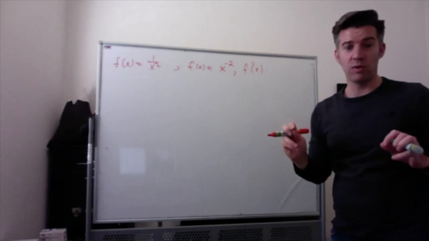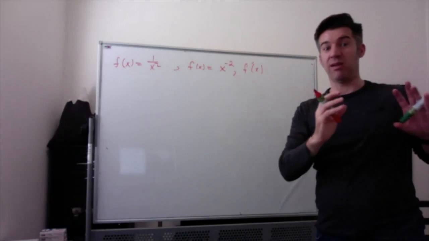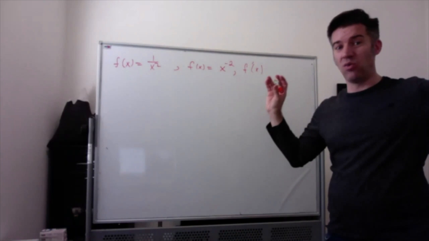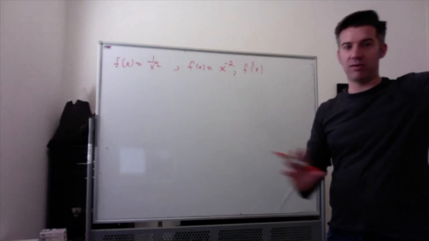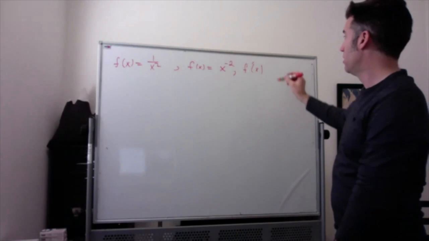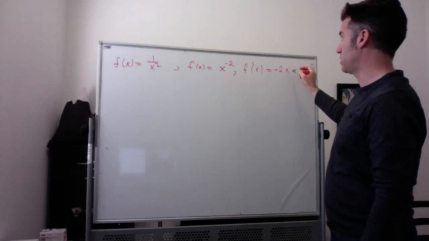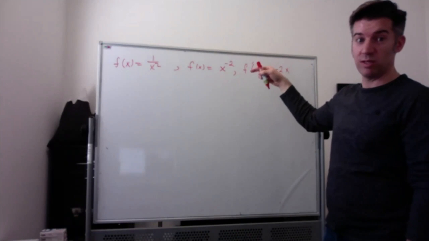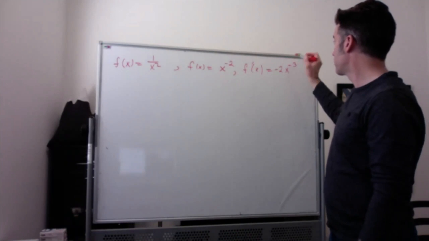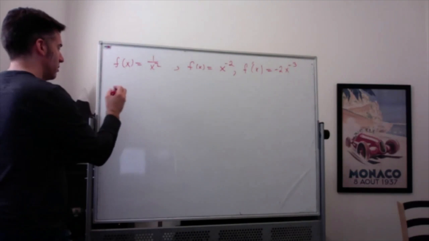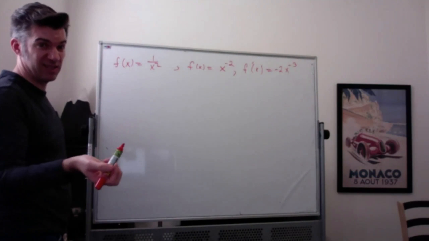So to use the power rule, you really just have to have x to a power. It can't be like 1 over x to a power or the square root of x to a power. It can only be x to a power and nothing else going on around it. So the derivative of x to the negative second should be negative 2 times x to the negative 2 minus 1, which is negative 3. Great. So then let's do it using the limit definition and see if they're the same.